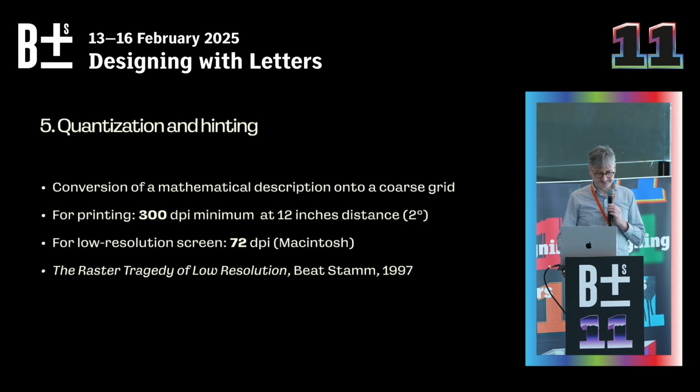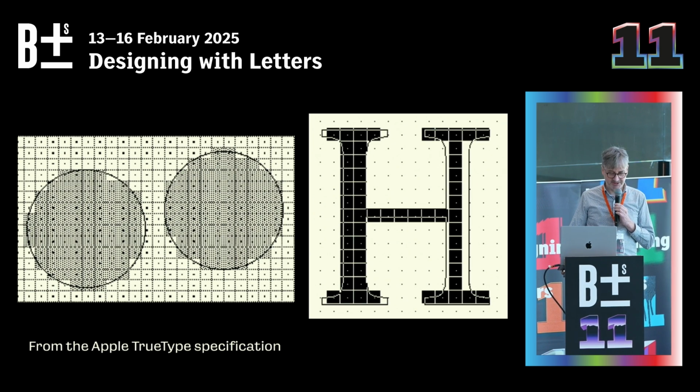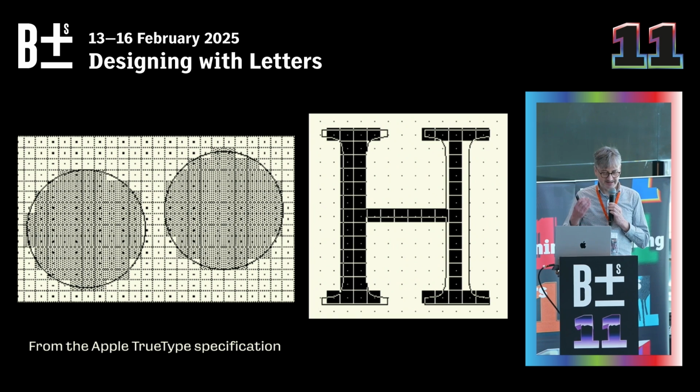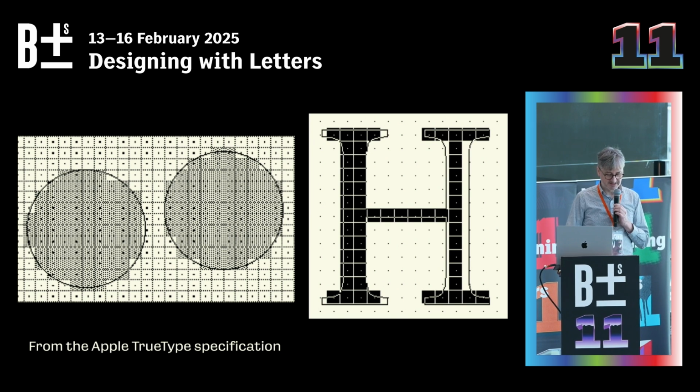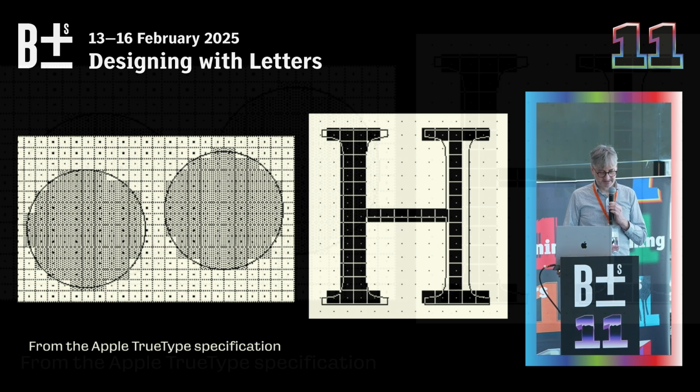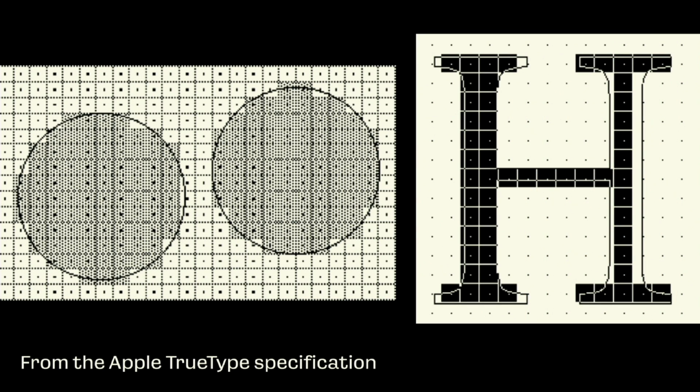It's really worth reading. And quantization is a tricky problem to solve, since a dumb rasterizer just fills in shapes. Mathematically, these pixel patterns are fine. To humans, they're not. Those two outline circles are identical, yet produce different pixel patterns. Same for those two identical stems on the H.